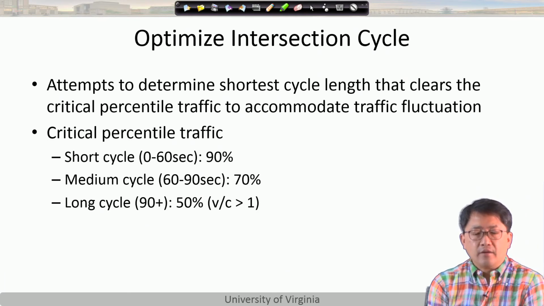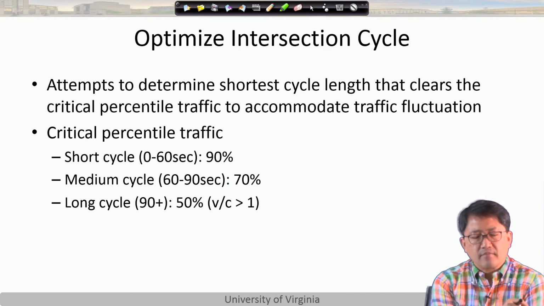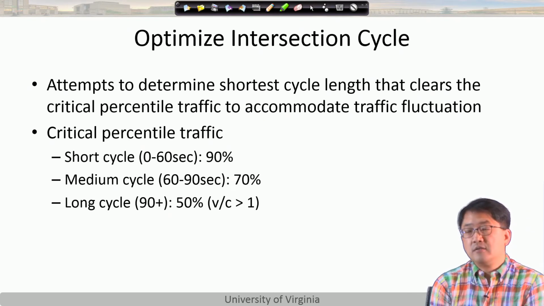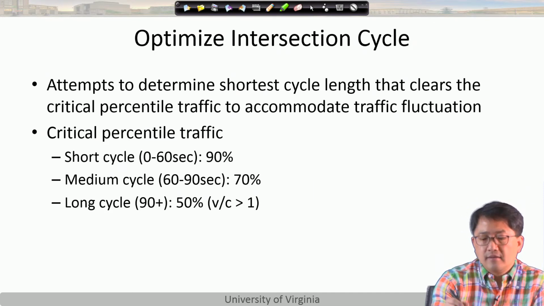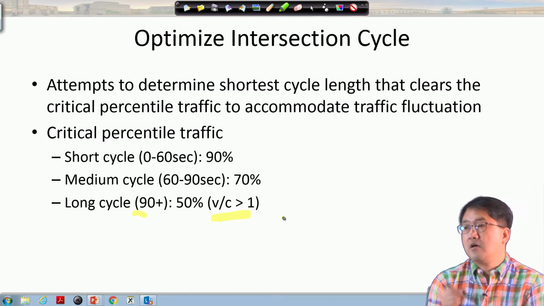How do you optimize cycle length? They try to determine the shortest cycle length that clears the critical percentile traffic to accommodate the fluctuations. So if they can do the 90th percentile with a shorter cycle, it's better. Shorter cycles usually work better, even though people think that a shorter cycle is going to have less capacity, but it's not. They do have this principle. And a longer cycle is only needed when there is close to congestion. If your ratio is close to 1 or bigger than 1, they only try to accommodate the 50th percentile volume. So again, a VOC ratio bigger than 1 happens when you have the 90th percentile cases. Then this easily goes up to 1, over 1.